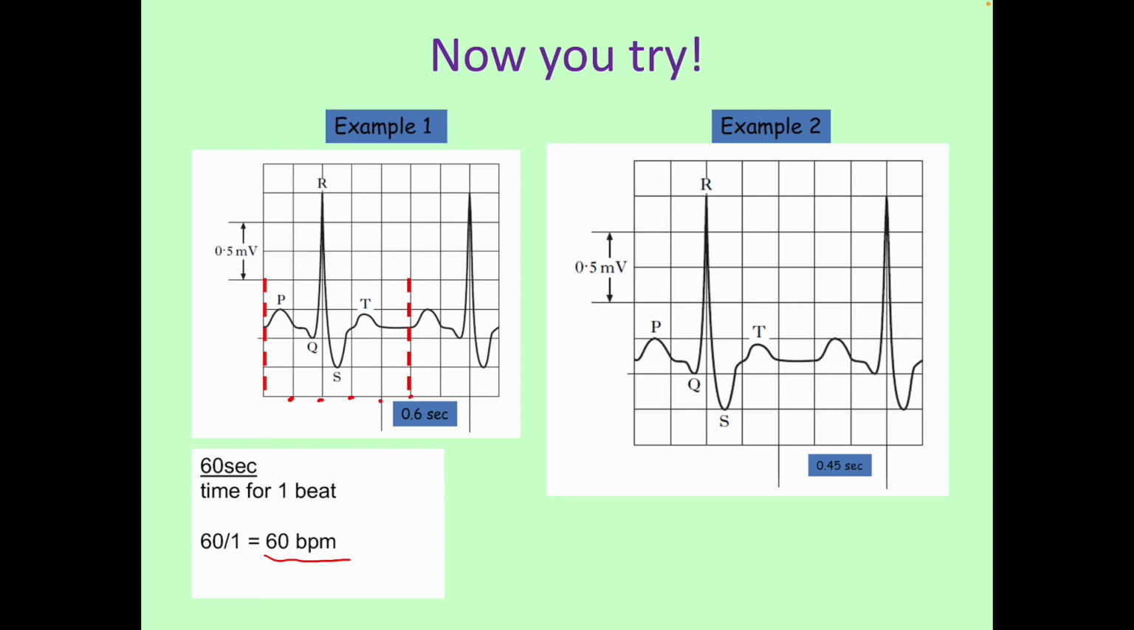Example 2, we do the same. We work out where the cardiac cycle starts and finishes. Starts there, finishes there. This time we've got 3 boxes over 0.45 seconds. 0.45 divided by 3 is 0.15. So each box is worth 0.15. So using our formula, 60 seconds divided by the time for one beat. Right, we have got 1, 2, 3, 4, 5. 5 times 0.15 is 0.75. So 60 divided by 0.75 gives us 80 beats per minute for that heart rate.